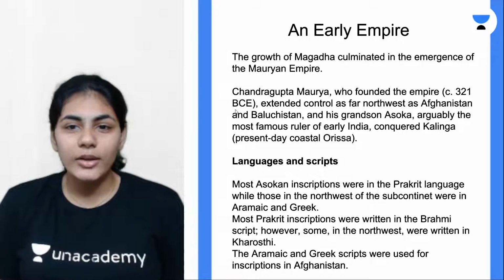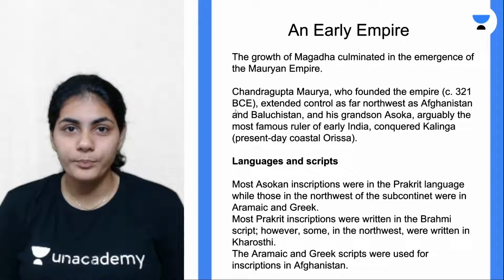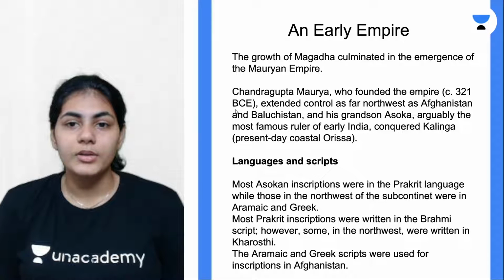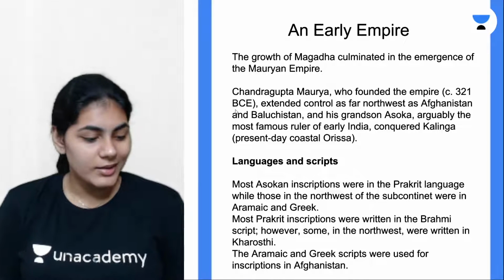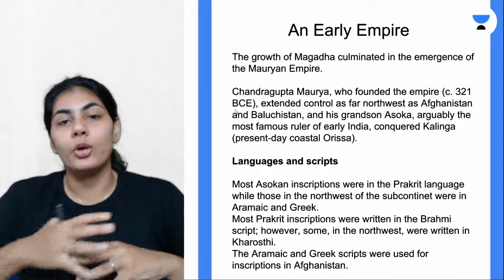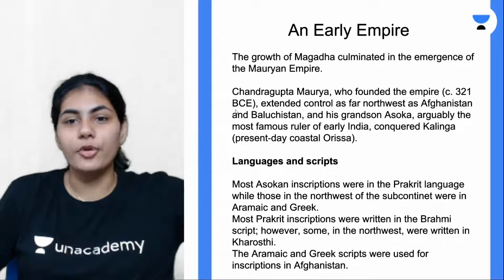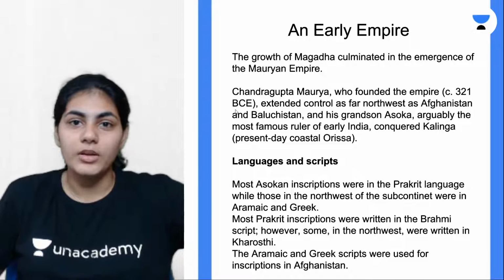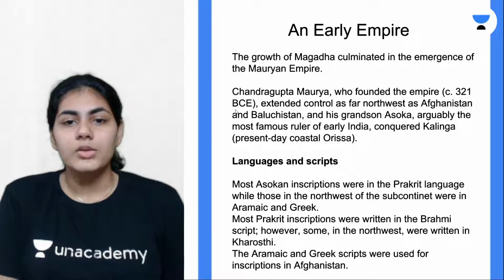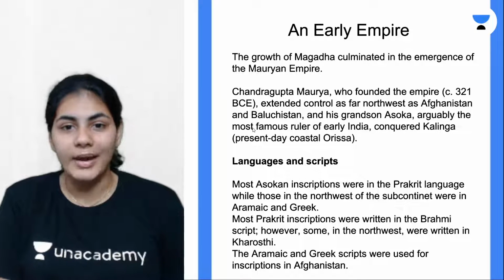And why do we know him? Because he is very famous for conquering Kalinga. Kalinga is in present-day coastal Orissa. So he conquered Kalinga, which means that his empire now extended from the east of India to the northwestern frontiers of India. Huge territory. So that's a brief intro to the Mauryan Empire.